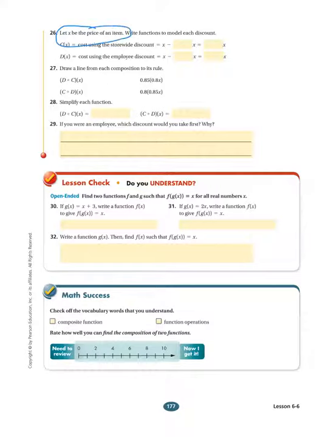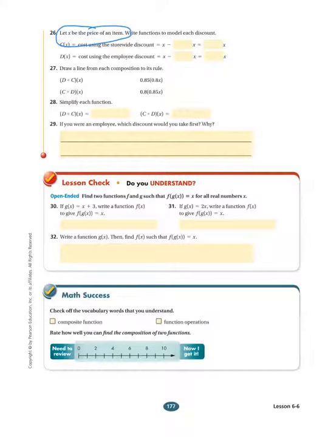So we're going to let X be the price of the item, and we're going to write functions to model each discount. The cost using just the store-wide discount would be 100% of the item. So here we have 100% of the item, and then we're going to discount it, so we're going to subtract. If we were adding a charge, like tax or a markup, then you would add here instead of subtract. But we're discounting, so that's why it's a negative.